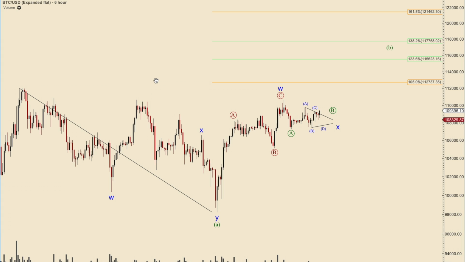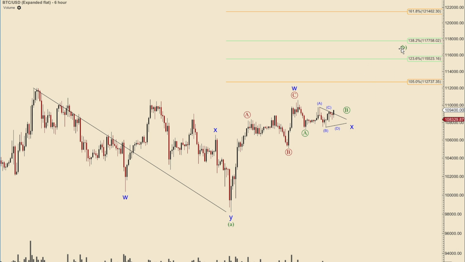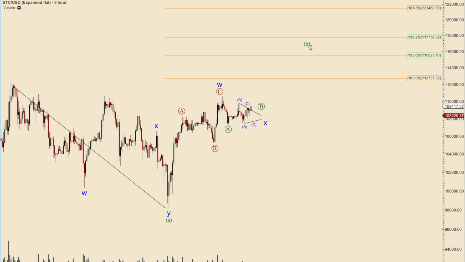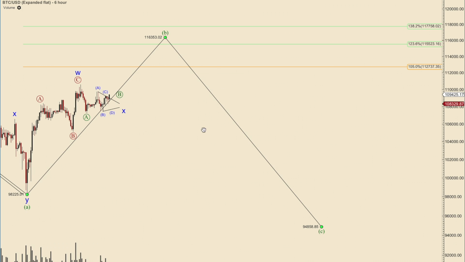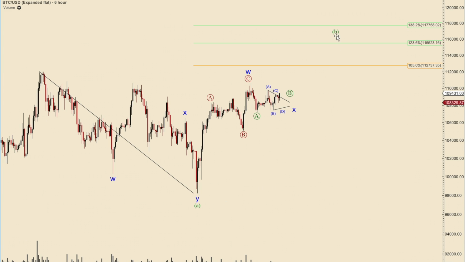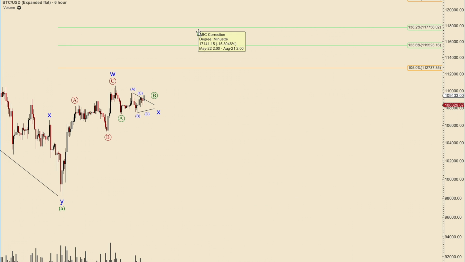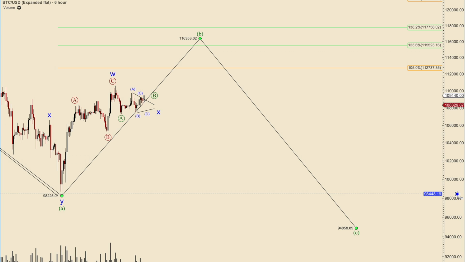All right. So here we have a possible scenario for Bitcoin on the 6-hour time frame. We are looking for an expanded flat here in wave B, and between the 138.2 and 123.6 fib is the most common target for an expanded flat. And after the expanded flat, the plan, or I would say the bias for Bitcoin, is to move down in a wave C. And then we're looking at much lower prices, around 98k, something like that, at least.